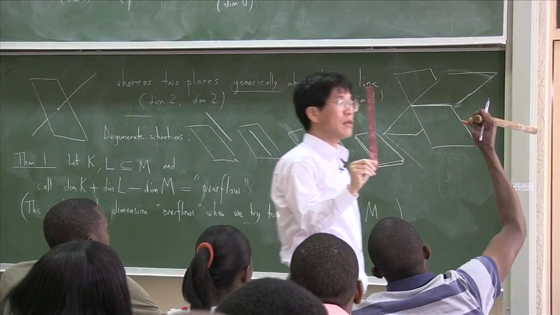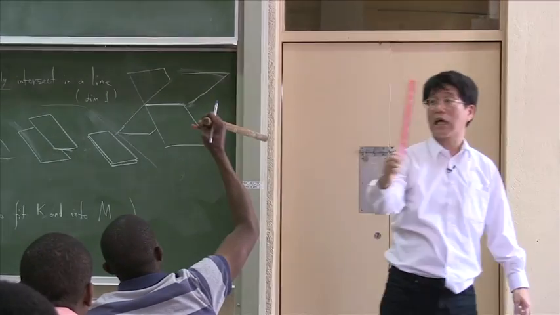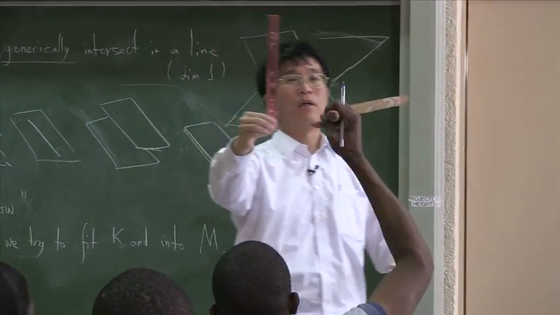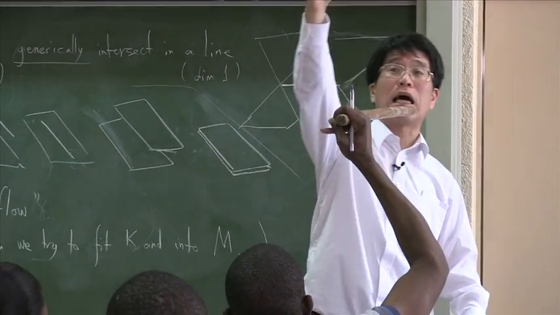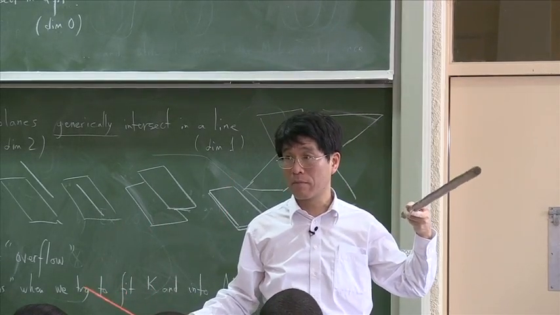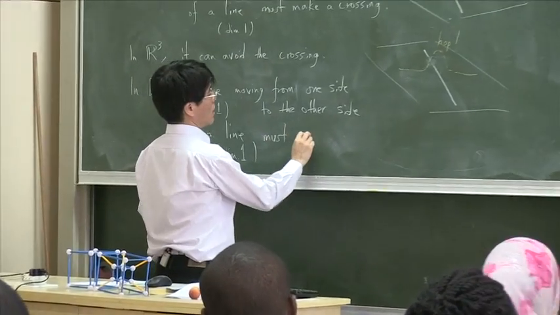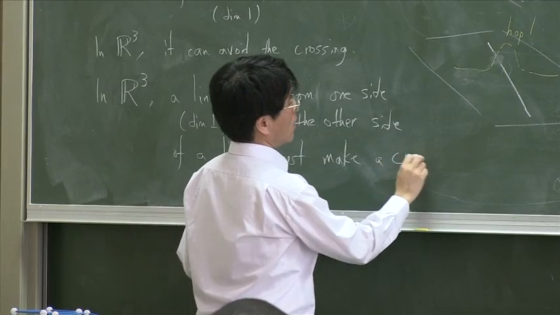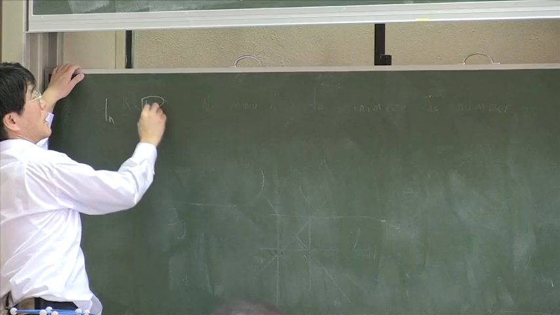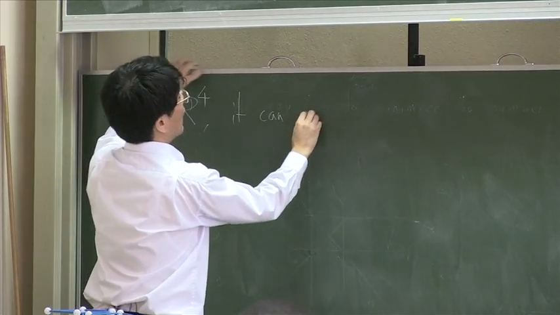When I come across, I have to make a crossing, right? I cannot avoid this crossing. You might be thinking, what about this? But remember that this line is infinitely long, so there is no way to avoid a crossing. However, in R4, four-dimensional space, it can avoid a crossing.